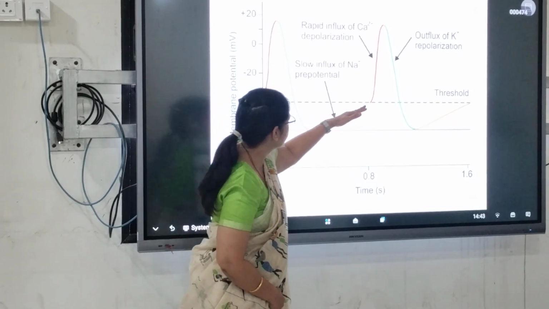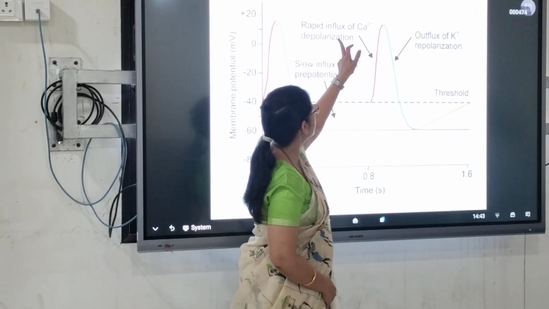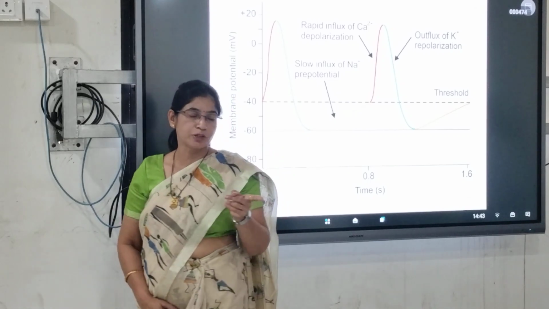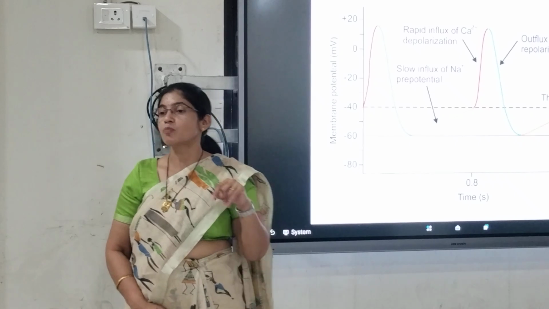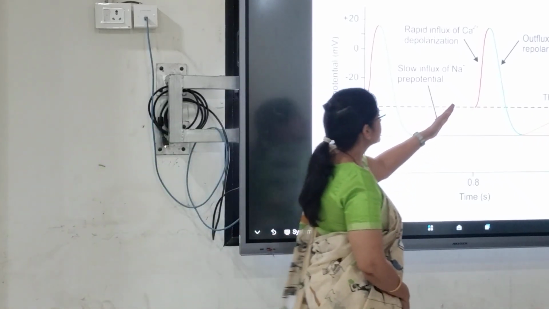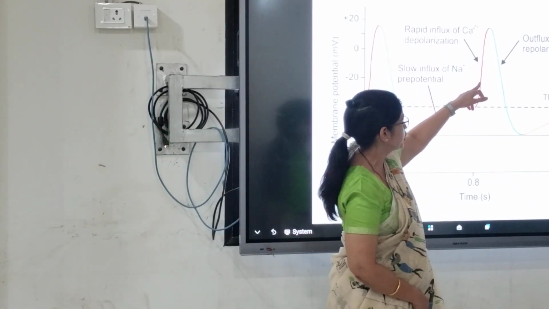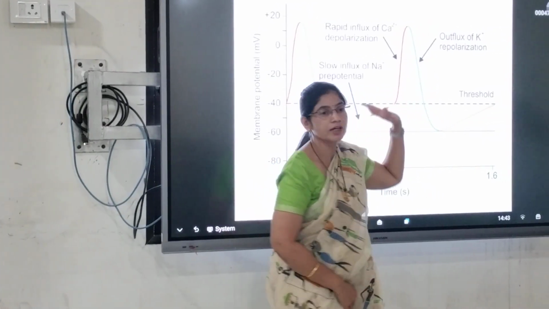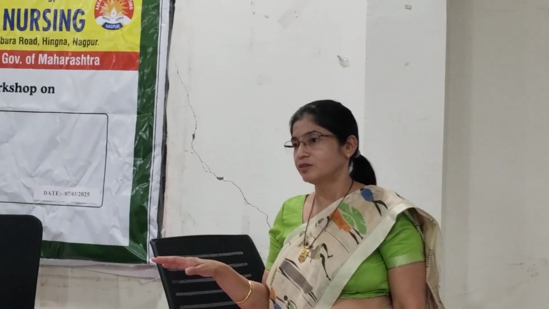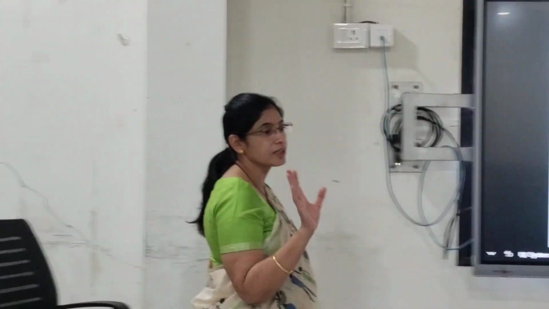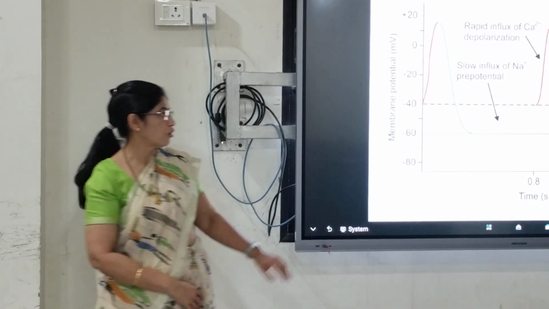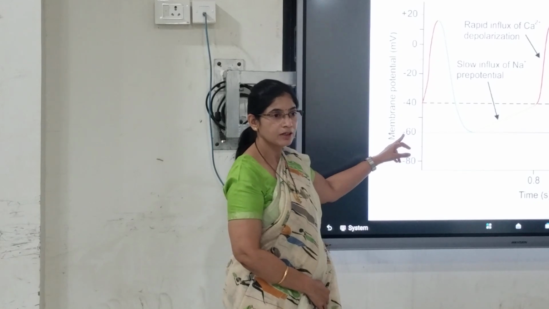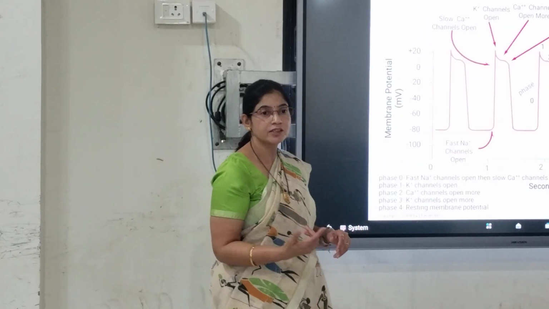Here there is the influx of sodium, then this part is due to the influx of calcium in the SA node. Whereas in the ventricular muscles, the depolarization is due to the influx of sodium. Here the depolarization is due to the influx of calcium, and the repolarization is due to the efflux of potassium. And there is no plateau phase in the SA node. That is the difference between the SA node and the ventricular muscles. And because of the low negativity of the resting membrane potential, the SA node can generate impulses at a faster rate.